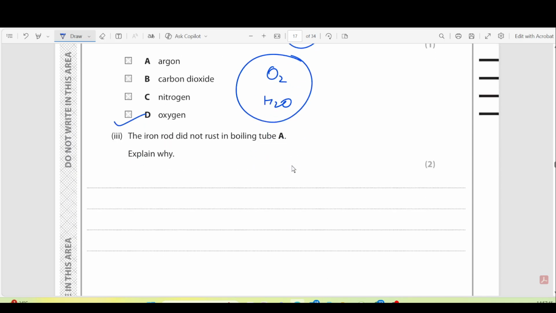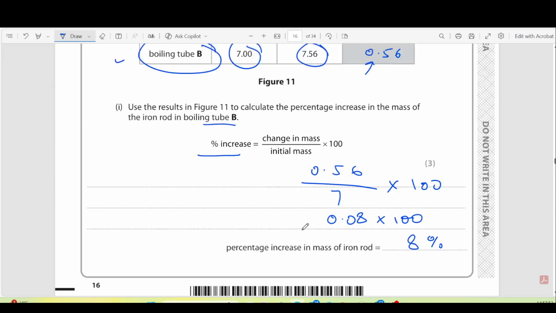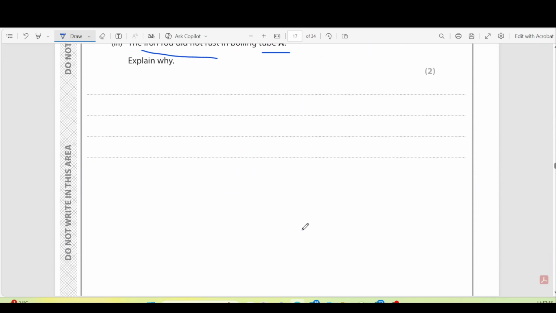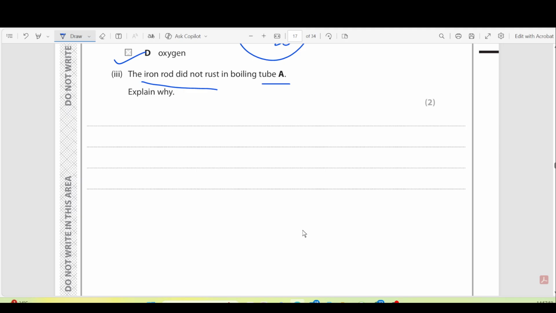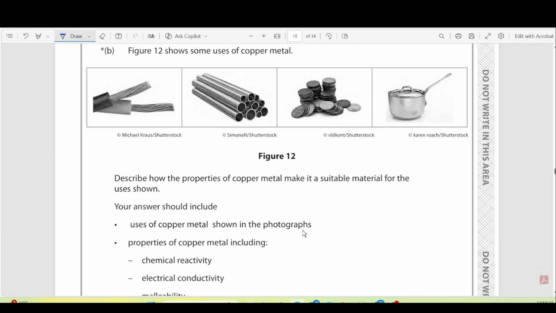Why did the iron not rust in boiling tube A? Boiling tube A has a magnesium ribbon, and B does not. If the iron did not rust, it means that if we remove oxygen, or if there is no moisture, the iron rod cannot undergo the chemical reaction and will not form rust. So if oxygen or water is missing, the iron rod will not rust.